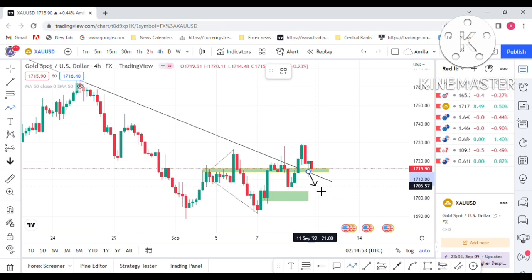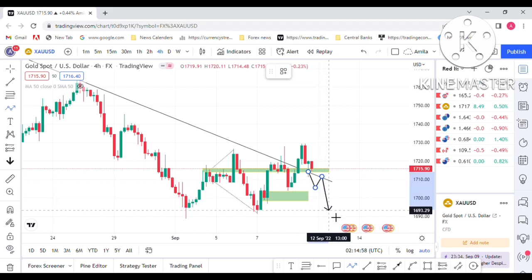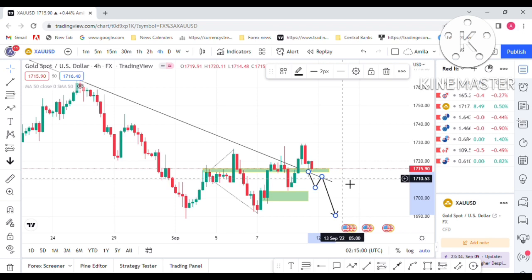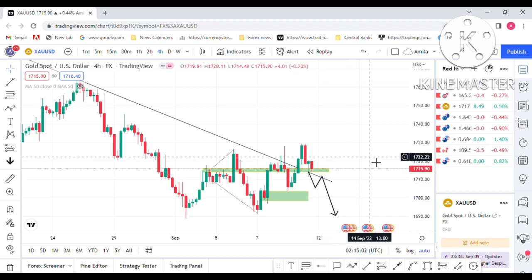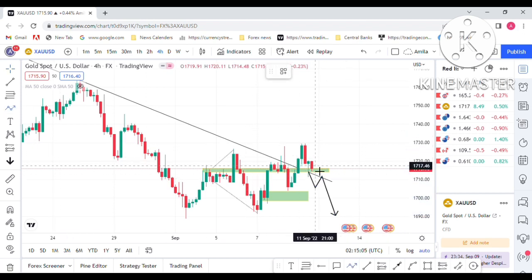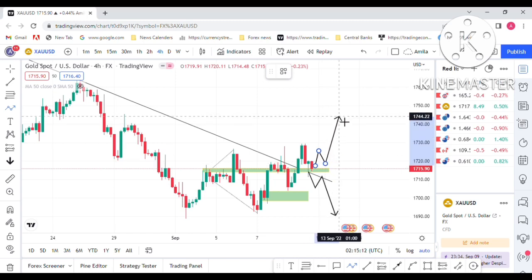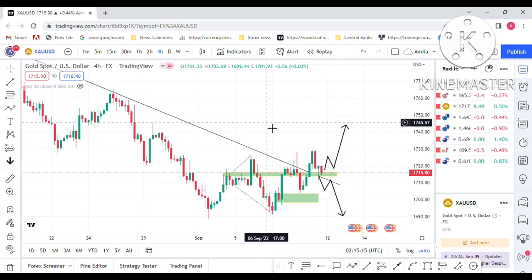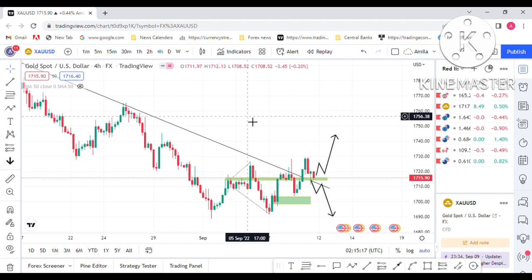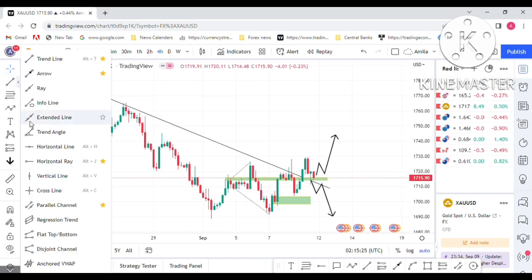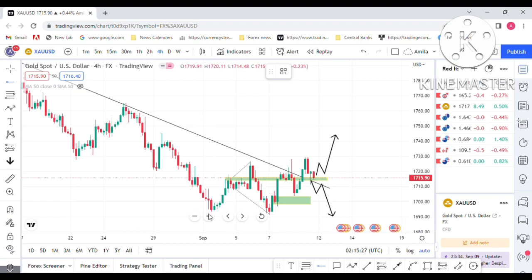The second one: price breaks this trend line to the downside and retests this trend line, and then we can get the price to move down. That's my second scenario. The first scenario is price creates a higher high and respects this level. That's my first target. And the second scenario is the price breaks this level and respects this trend line, retesting again. So you can see what happens next week.